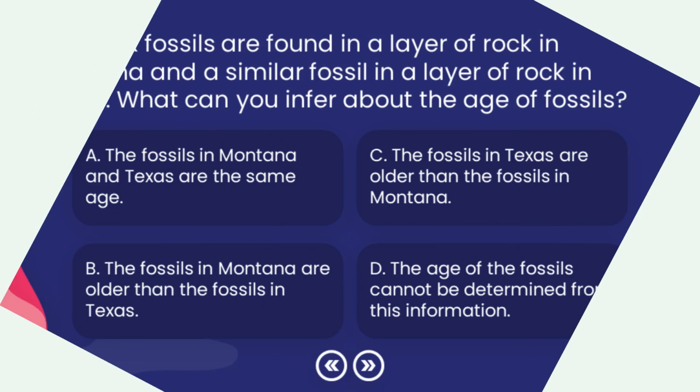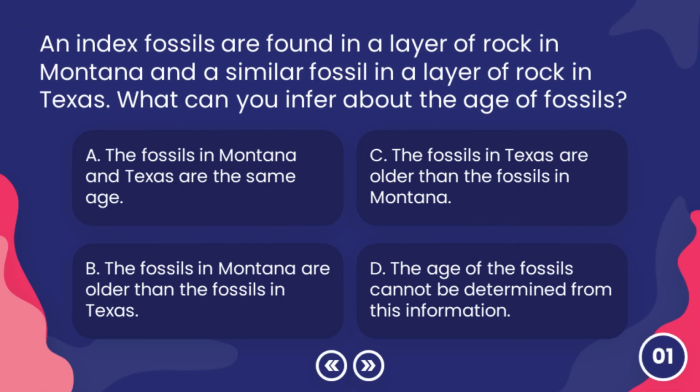We have just covered some important information in today's lesson. Now, it's time to assess your understanding of this topic by answering the comprehension questions. Question 1. Index fossils are found in a layer of rock in Montana and a similar fossil in a rock layer in Texas. What can you infer about the age of the fossils?